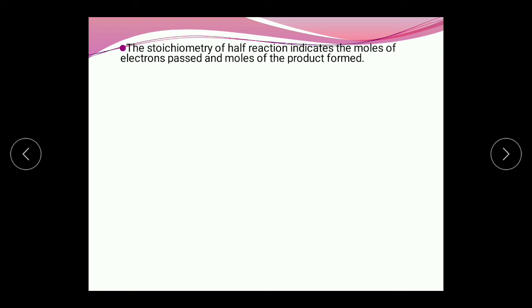What does it mean? That means we have to write the half reaction taking place at that electrode. Suppose we take one example. Suppose we have taken copper sulfate, and we are carrying out the electrolysis of copper. So, for copper, the reaction occurring at an electrode, suppose it is a reduction reaction, that is at the cathode, the reaction taking place will be like this.